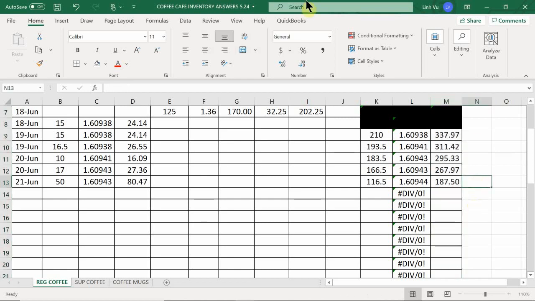So from here, we should have a total of 116.5 at a total cost of 187.50, with the formula being 1609.44.